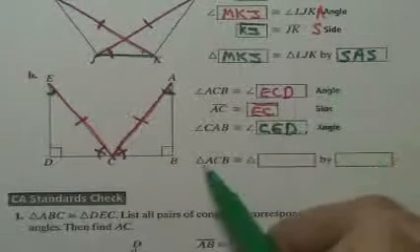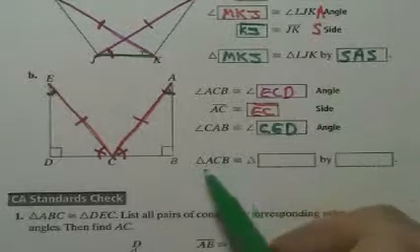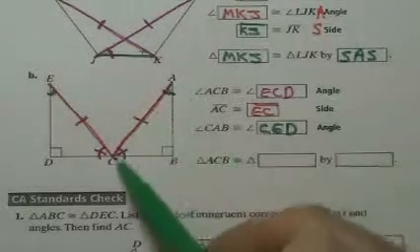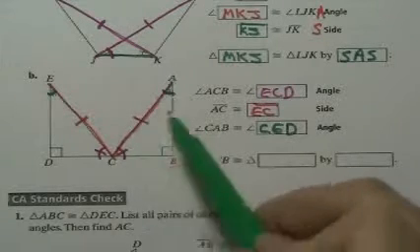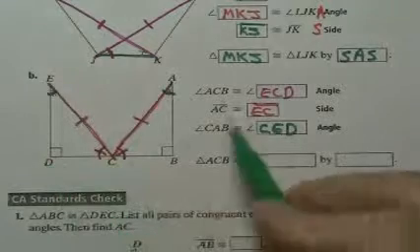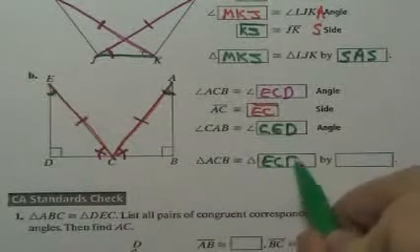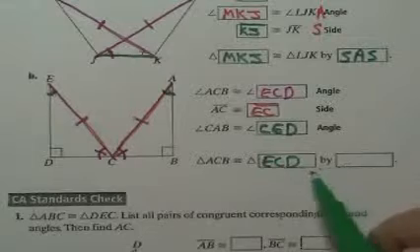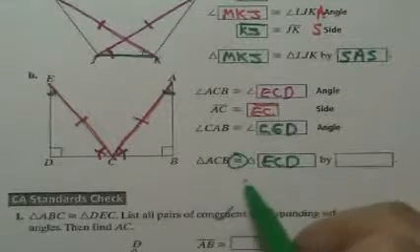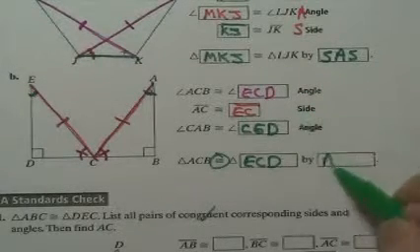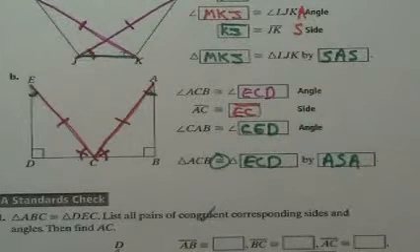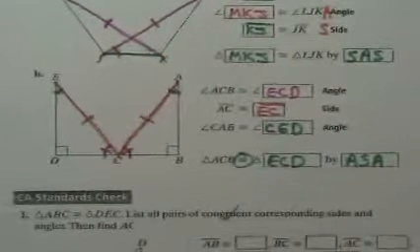So let's see, so what do we have here? We have triangle ACB. Let's see, what does that match up with? ACB matches up with ECD. And why does it match up? Why is it congruent? Why are those two triangles congruent? Because we have an angle, a side, and an angle that match up. An angle, a side, and an angle. That's why we can say those two are congruent. Because they have corresponding parts.